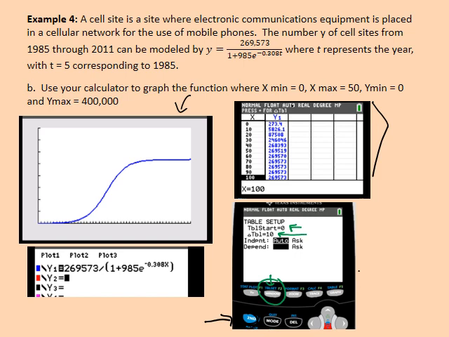Also, when you enter the equation into your calculator, which I have down here, be sure you have those parentheses that are necessary. If you have a TI-83, you're also going to need parentheses around the e to the x portion.